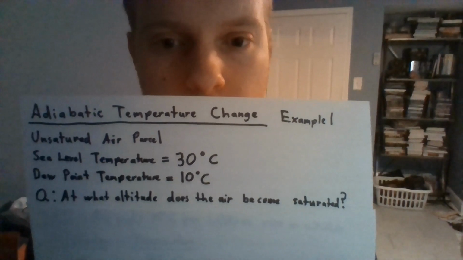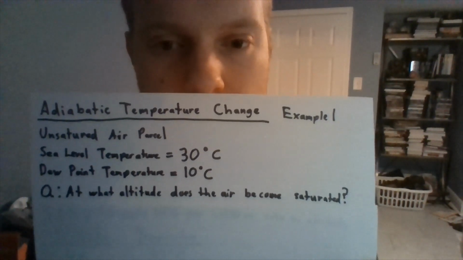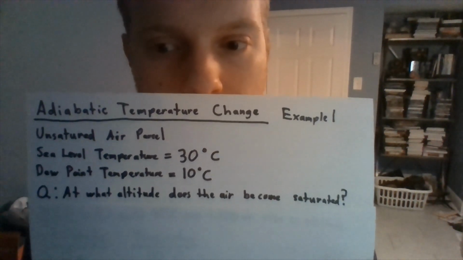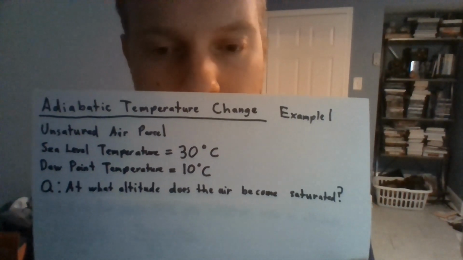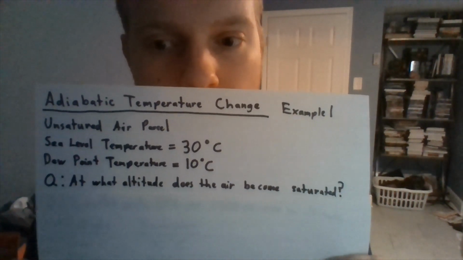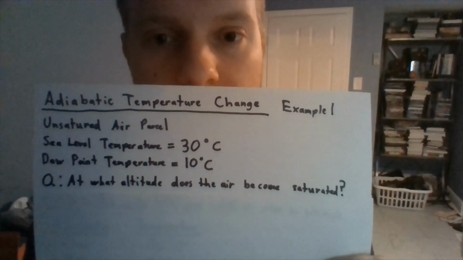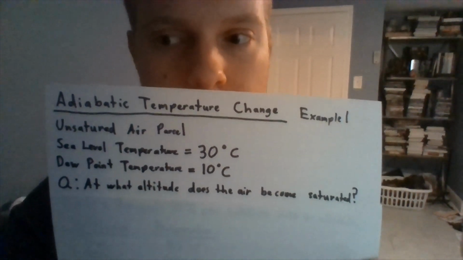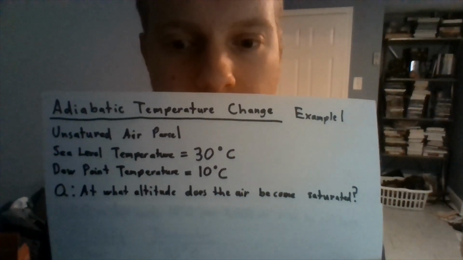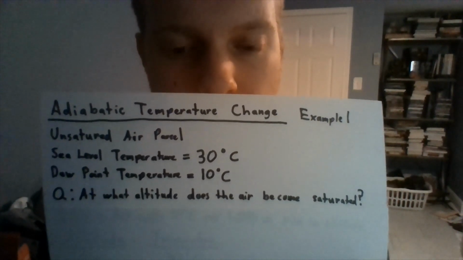So in example 1, we're dealing with an unsaturated air parcel. The sea level temperature of the air parcel is 30 degrees Celsius, and we know that the dew point temperature is 10 degrees Celsius. And the question we're answering here is, at what altitude does the air parcel become saturated?